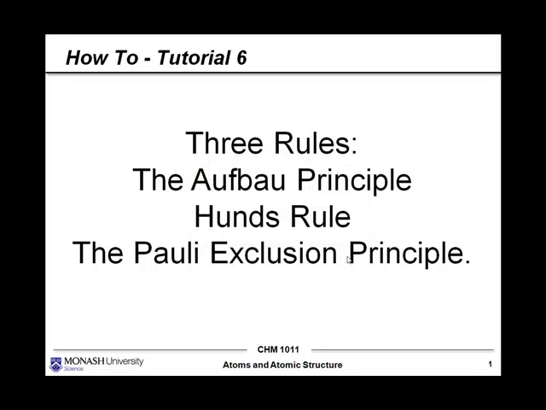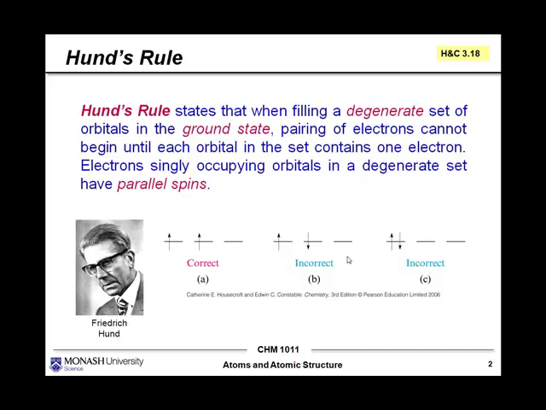This is the 6th how-to tutorial for Chem 1011, and in this tutorial we're going to talk about 3 rules that we talk about when describing atomic structure. There's the Aufbau Principle, Hund's Rule, and the Pauli Exclusion Principle. We'll start with Hund's Rule.